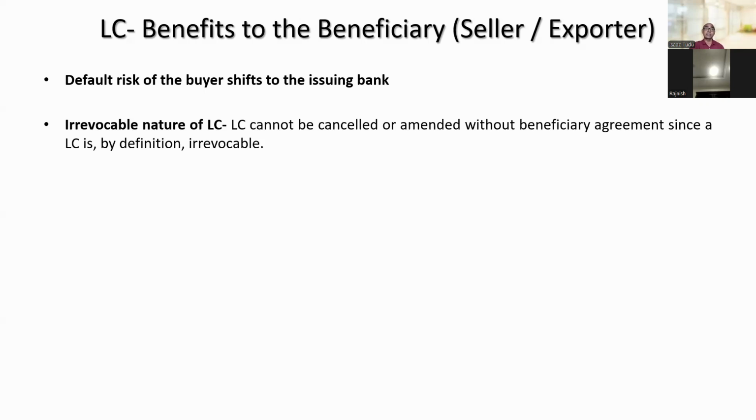The next benefit is the irrevocable nature of the LC. So I have jotted down here, LC cannot be cancelled or amended without beneficiary agreement or consent, since by definition it is irrevocable, right? Once it is issued, any change in LC will require your consent. Reduction in amount, change in shipment date, change in documents, any amendment would require your consent as a beneficiary. Otherwise, it cannot be changed once LC is issued.